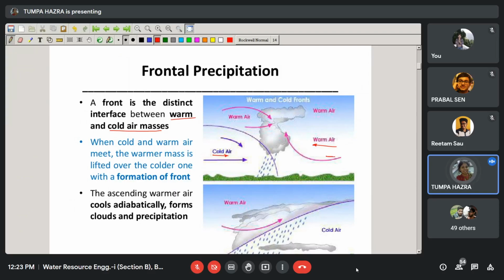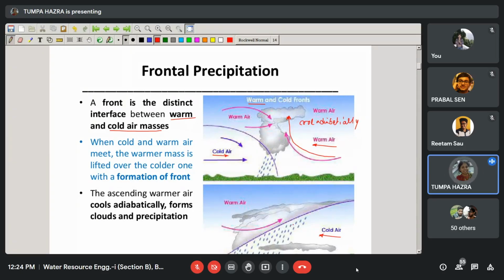So it will move upwards, from a high pressure zone to a low pressure zone. Therefore, it cools adiabatically and forms clouds, and if favorable conditions are there, then precipitation will occur. Now, sometimes the warm air rides over the cold air. This is known as a warm front.